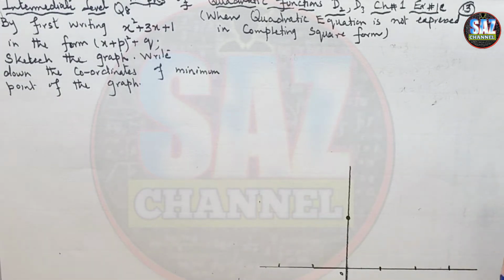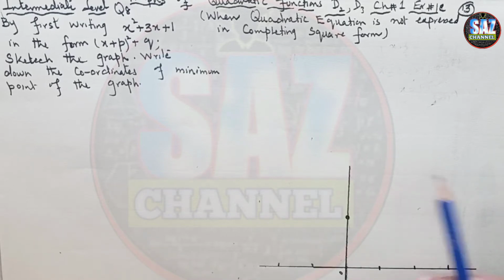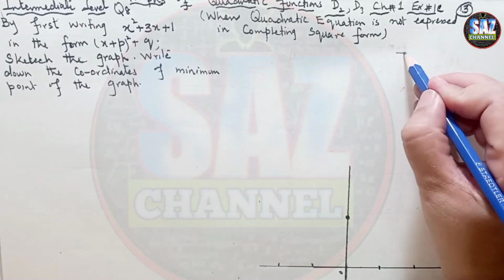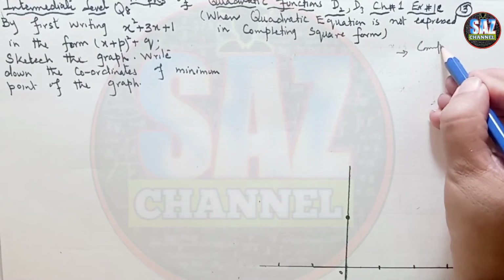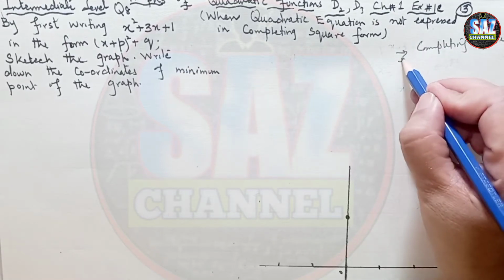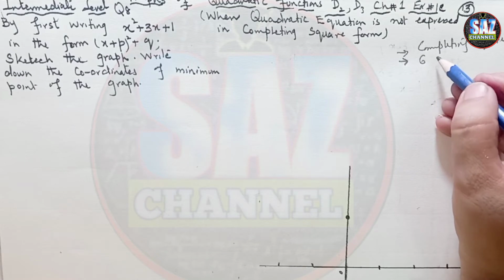This is my 13th lesson of D3, chapter number 1, exercise 1E, about the graphs of quadratic functions. In this lesson, students will be discussing and learning how to sketch the graph of a quadratic equation when the equation is not expressed in factorized or completed square form. For better understanding of this lesson, students should have a good command of the completing square method. And the second important concept is how to sketch and plot quadratic equations and functions.